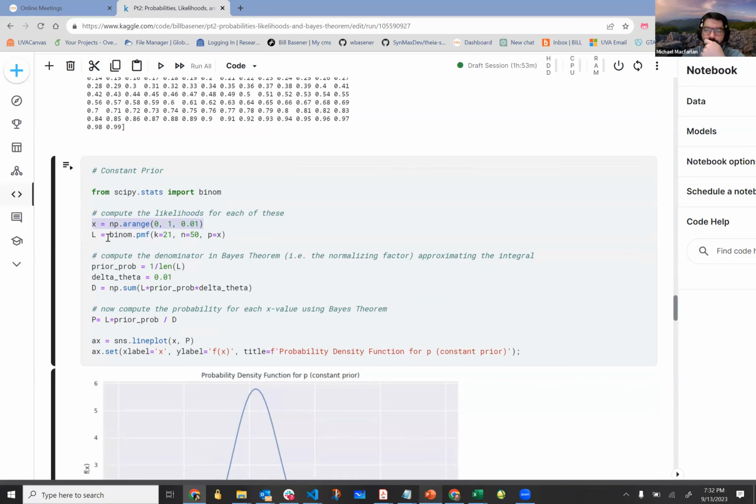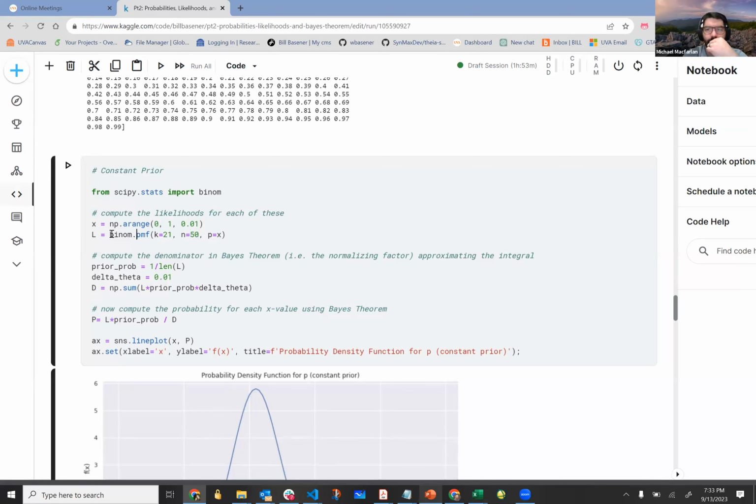Our likelihood function is the binomial probability mass function. And it's a probability mass function because for a fixed p, it's discrete, right? You have a fixed integer number of successes and integer number of trials. So it's a PMF.